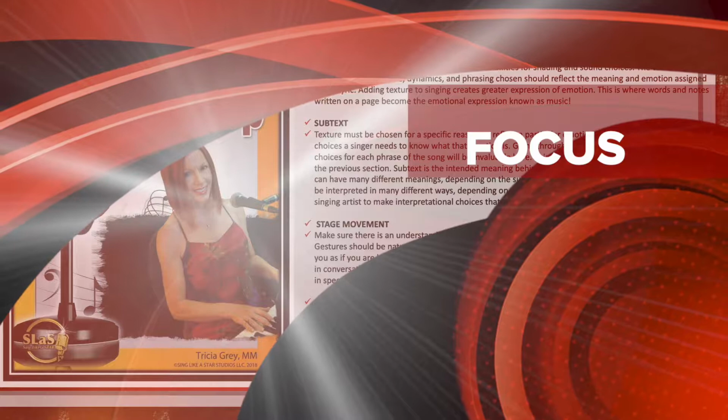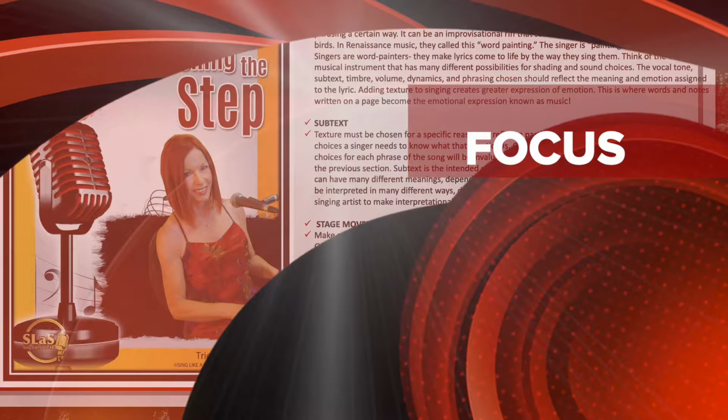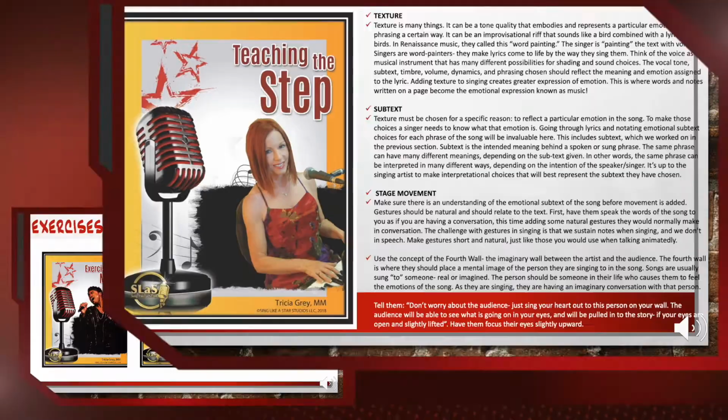Advise the student, don't worry about the audience. Just sing your heart out to this person on your fourth wall. The audience will be able to see what is going on in your eyes, and they will be pulled into the story if your eyes are open and slightly lifted. Have them focus their eyes slightly upward, just above the heads of the audience members in the last row.